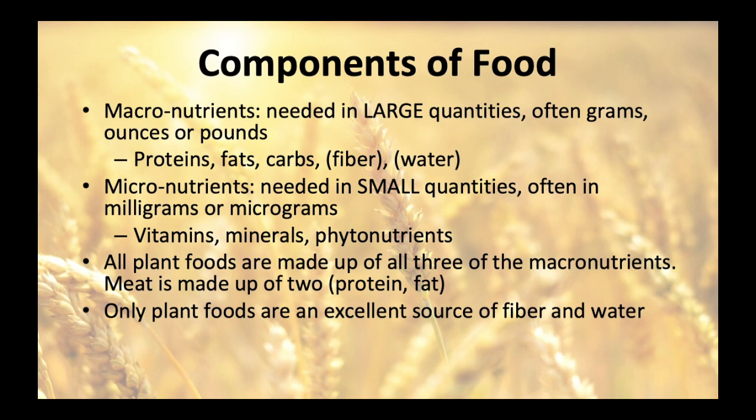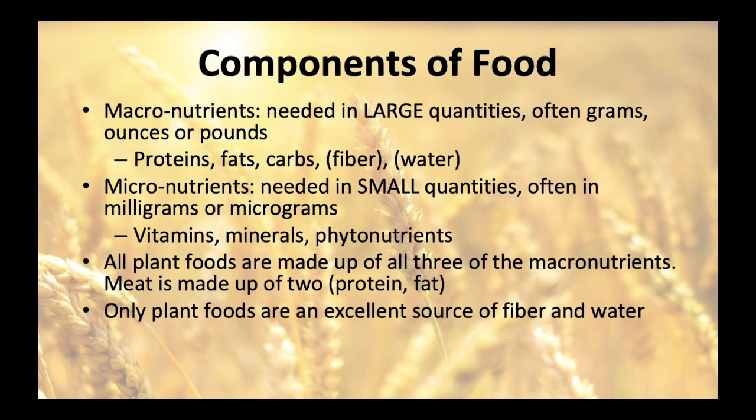Now before we can actually talk about carbohydrates specifically, let's take a step back and look at macronutrients in general. Macronutrients are things that we need in large quantities, often grams, ounces, or pounds. The three most common macronutrients that we hear of are proteins, fats, and carbohydrates. I have another nutrient density video where I talk about fiber and water and their importance in things like weight loss. So some of my other videos will expand on this topic.